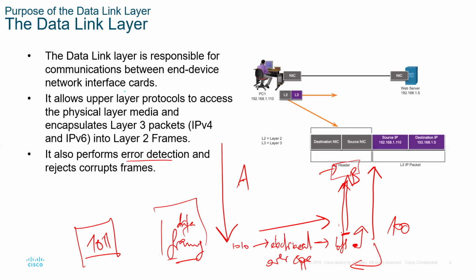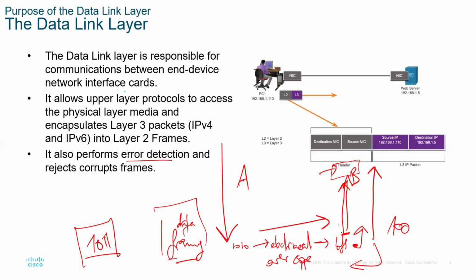So a number of things that I've explained, that summarize the functions of the data link layer. Number one, communication at layer number 2 within the same network segment. The data link layer is responsible for that. Communication within the same network segment.